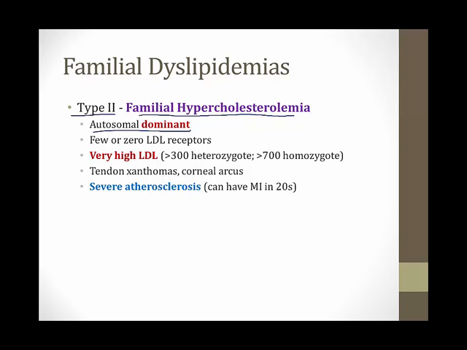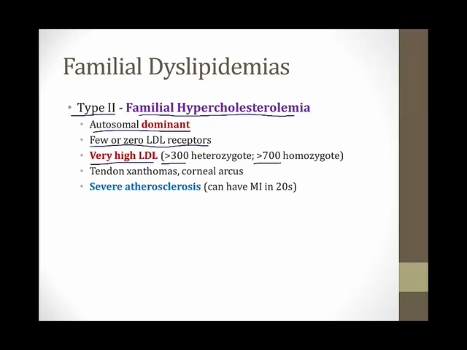The problem in this dyslipidemia is that these patients have few or zero LDL receptors. As a result, they cannot clear LDL from the plasma. This means their LDL will get very high. It can be over 300 if they are heterozygous for the gene mutation for this condition. It can be over 700, which is very, very high, if they are homozygous.